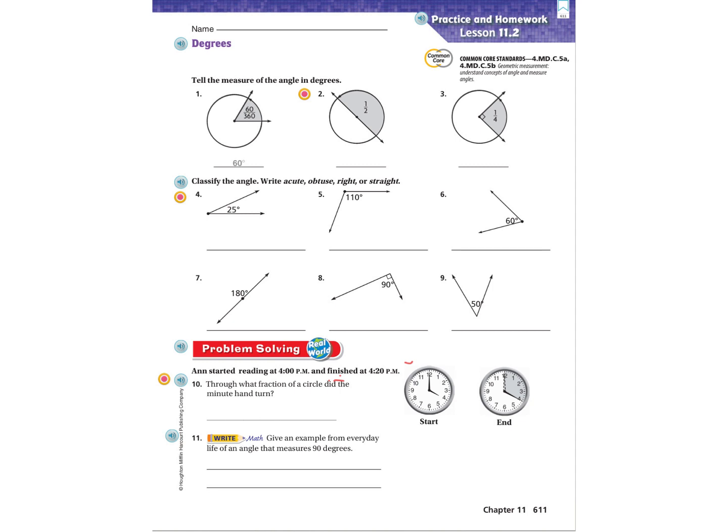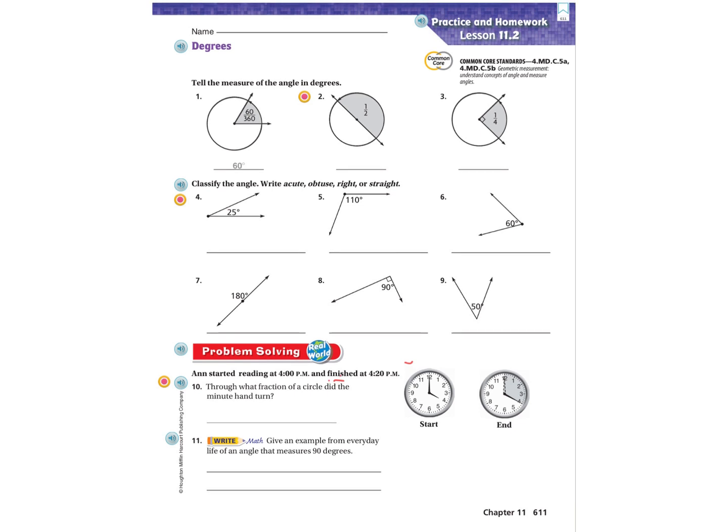Let's do, for fun, let's do number 3. So 1/4. All right, so everyone write 1/4 as a fraction. Do this now. 1/4 equals what over 360? Now, we already know that that square means it's a right angle, but I'm going to show you how to get there.